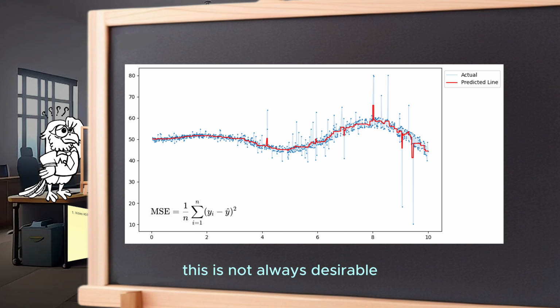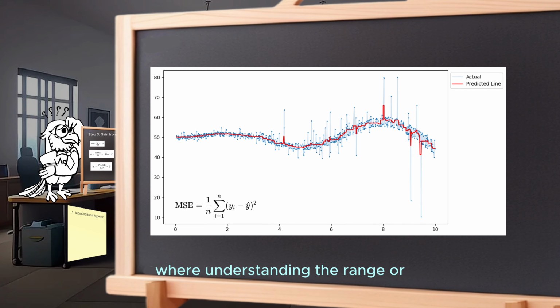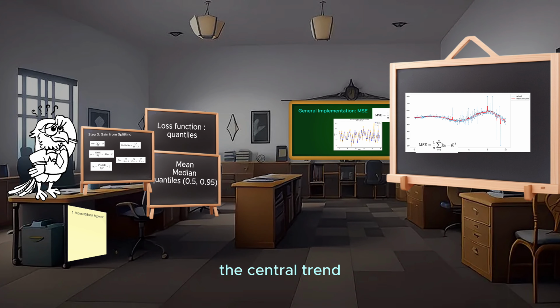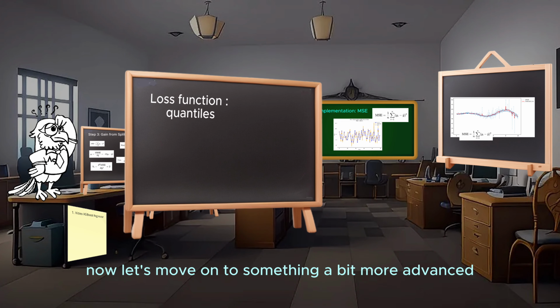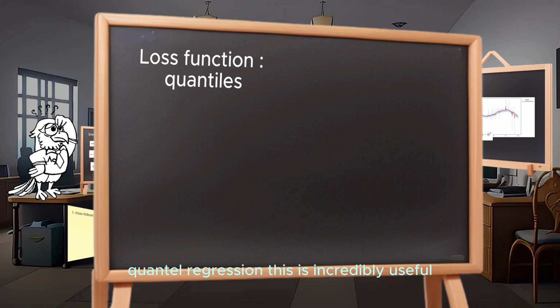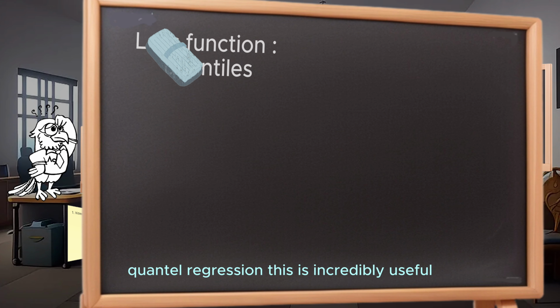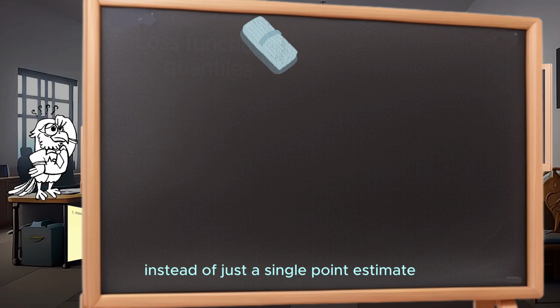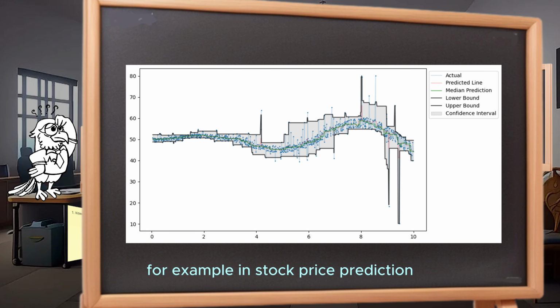This is not always desirable, especially in financial or trend analysis, where understanding the range or uncertainty is more valuable than just the central trend. Now let's move on to something a bit more advanced, quantile regression. This is incredibly useful when you need prediction intervals instead of just a single point estimate. For example, in stock price prediction, traders might need a range, an upper limit, a lower limit, and a midpoint. Quantile regression allows us to calculate these intervals.